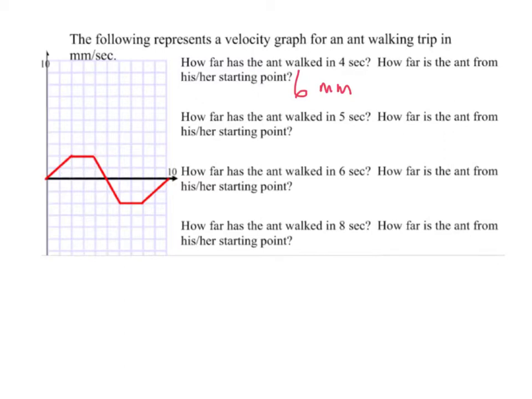Next, how far has the ant walked in 5 seconds? So now we're going to here. We have added on from our original 6, we added on 1 more, so now we're talking 7 millimeters.